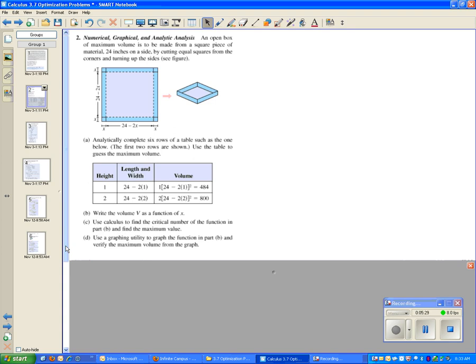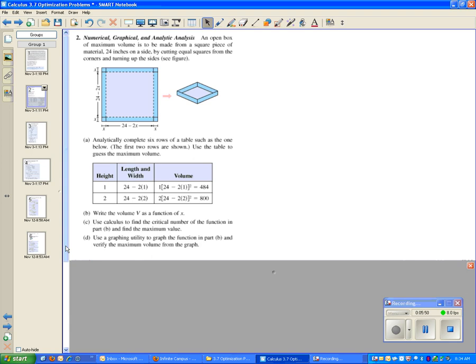An open box of maximum volume is to be made from a square piece of material 24 inches on a side, by cutting equal squares from the corners and turning up the sides. So look at the figure. What you've got is a 24 by 24 square.